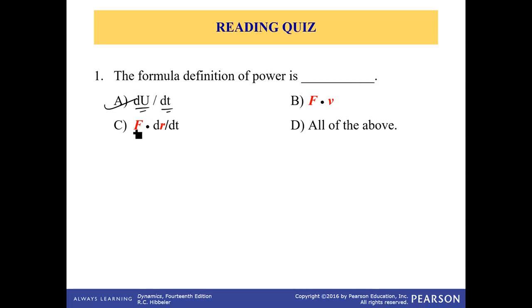Now work done itself is the dot product of force and displacement, divided by time. So this is also the correct formula. And we have learned in chapter 12 that dr by dt is also called the velocity. So it's F dot v. This is not multiplication, this is a dot product, where F and v both are vectors. So the correct answer is all of the above.